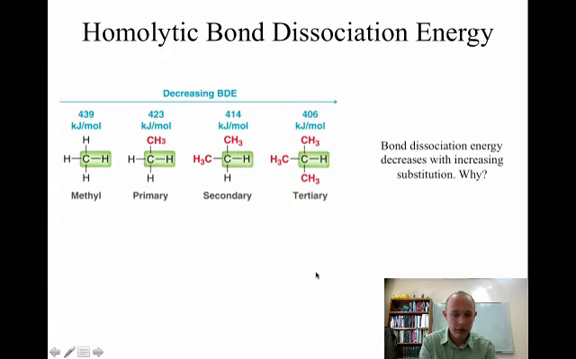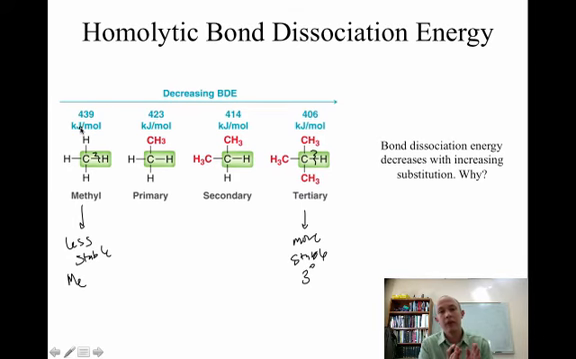So just to summarize, if we're going to break this bond and form a more stable tertiary radical, then that's going to be a weaker bond. In order to break this bond, we have to make a less stable methyl radical, so that's going to be a stronger bond. So CH bonds that lead to more stable radicals are going to be weaker. CH bonds that lead to less stable radicals are going to be stronger. It's going to take more energy to break that bond because you're forming a higher energy species that's less stable. Okay.